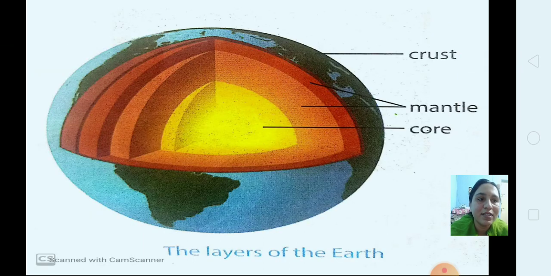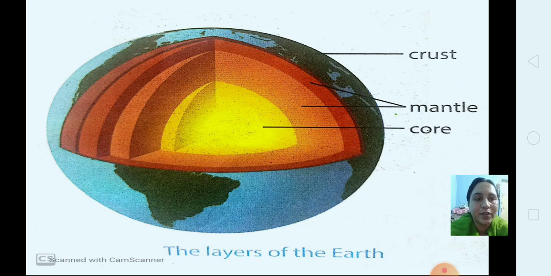As you can see in the picture, the first layer, that is the outermost layer of the earth, is called the crust. Just below the crust there is a layer called the mantle, and just below the mantle there is a layer called the core of the earth, that is the center portion of the earth.